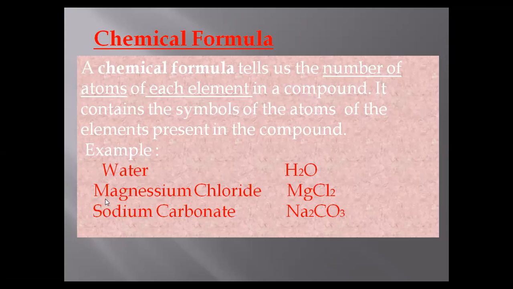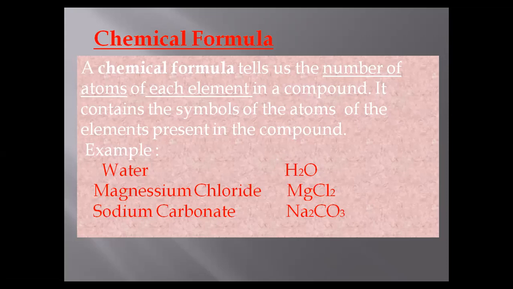For example, the chemical formula for water is H2O, magnesium chloride is MgCl2, and sodium carbonate is Na2CO3. When we look at these formulas, we come to know these compounds are made up of particular chemical elements, and these elements have their specific number of atoms inside them. For example, in case of water, this water molecule is made up of two hydrogen atoms and one oxygen atom. So by looking at the formula, we can determine the number of atoms and the type of elements present in a particular compound.